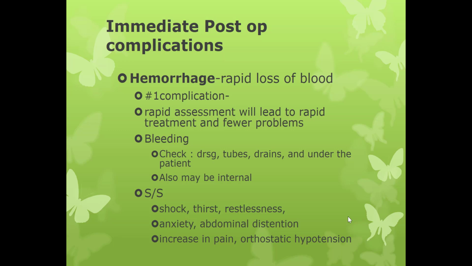And as I mentioned, bleeding may also be internal, so you may not have any overt signs. You'll have to rely on what you're seeing in the changes of vital signs, their color, their level of consciousness, and potentially things like abdominal distension. Now, signs and symptoms of hemorrhage include shock, and we will be discussing shock here momentarily. Thirst, restlessness. Usually restlessness is actually your first sign.